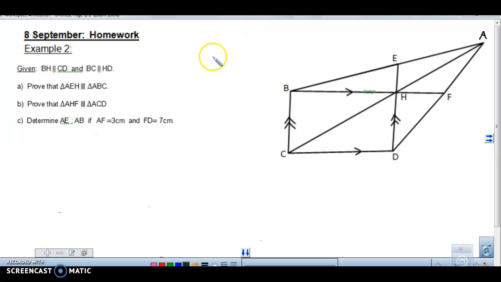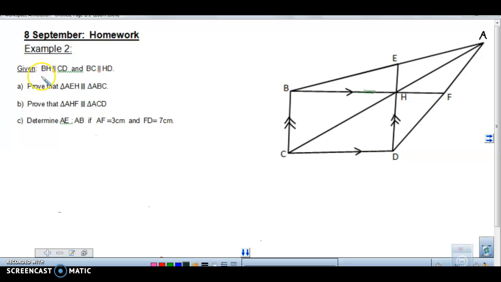Good day, grade 9. We are going to look at example 2 in your consolidation worksheet, and example 2 has to do with similarity. So in example 2 they give you the diagram and they give you this information. So let's quickly mark the information on the diagram.